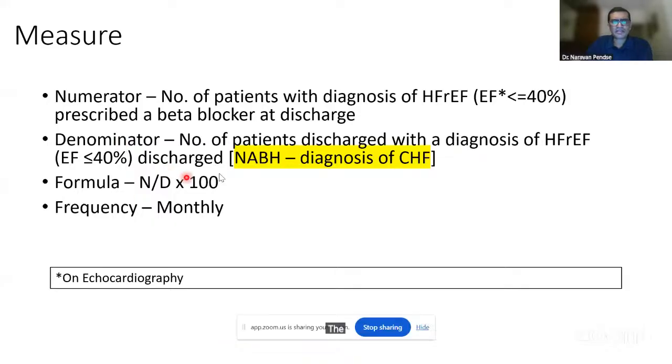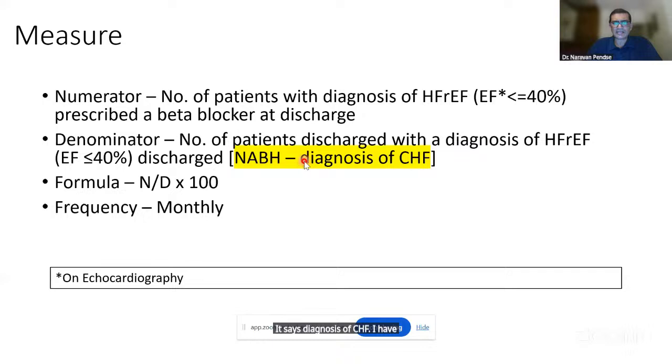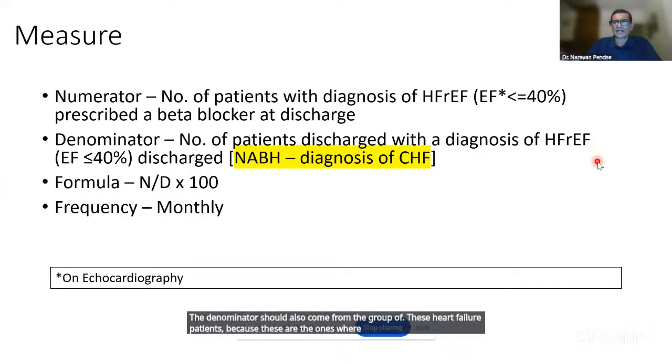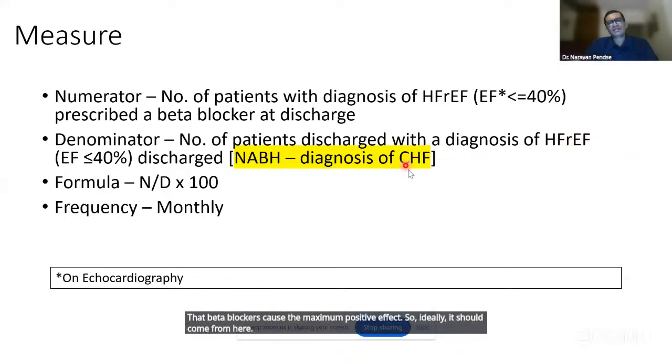The denominator is the number of patients discharged with a diagnosis of heart failure with reduced ejection fraction. Now, if you see the NABH denominator, it says diagnosis of CHF. I have highlighted that here. Ideally, if the numerator is coming from this group of heart failure, the denominator should also come from the group of these heart failure patients, because these are the ones where the evidence-based guideline says that beta blockers cause the maximum positive effect. So ideally, it should come from here, though NABH says that it should be CHF, that is congestive heart failure.